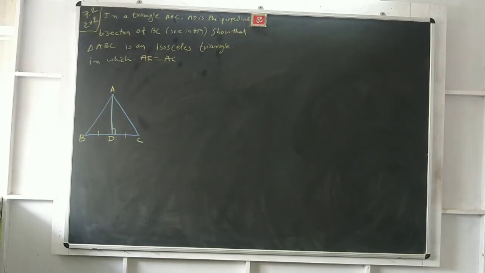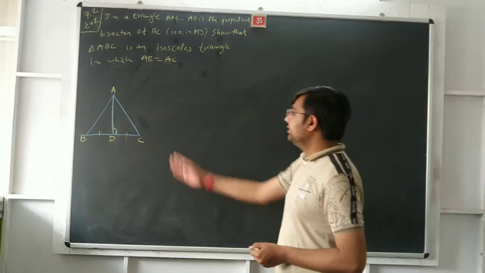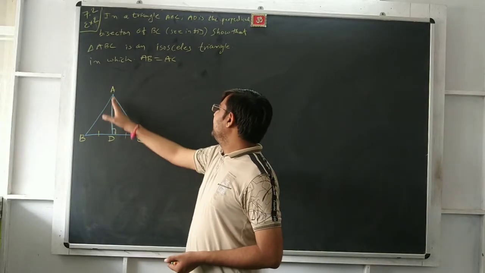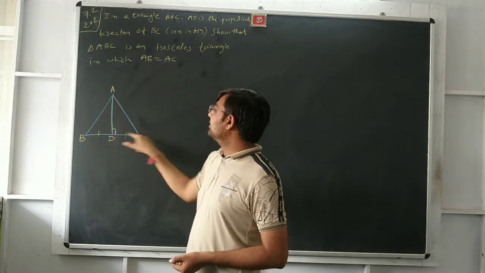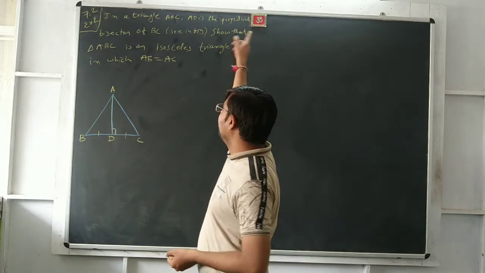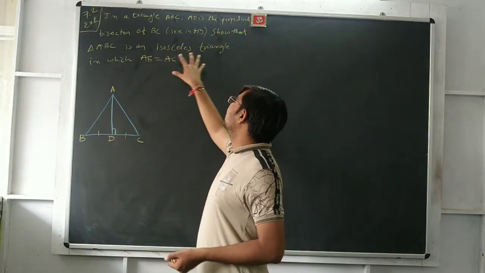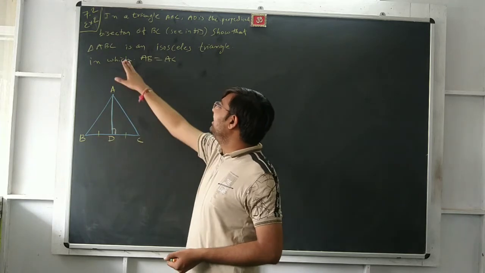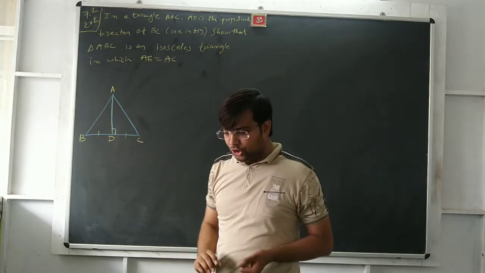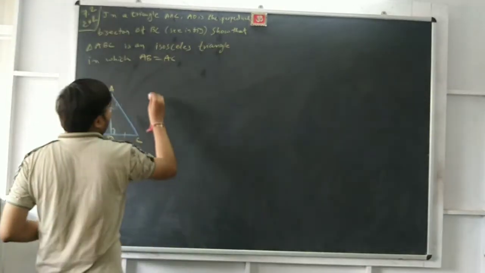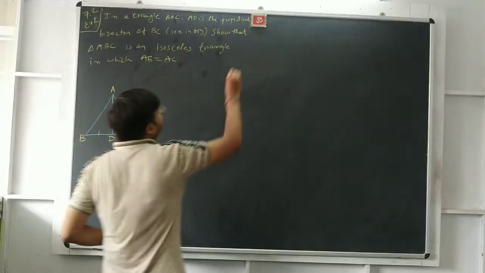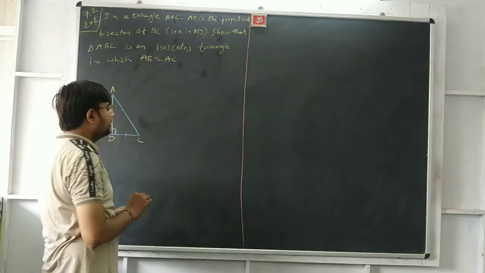Okay, now example number 2 of 7.2. In a triangle ABC, AD is the perpendicular bisector of BC. See in the figure. Perpendicular because this is 90. So that the triangle ABC is an isosceles triangle in which AB is equal to AC. So first of all, we can try to prove it.